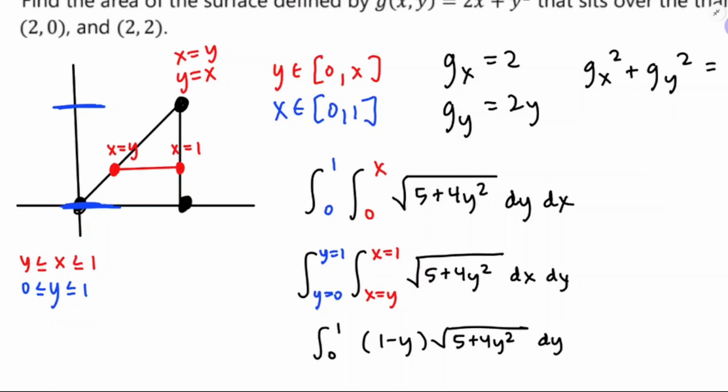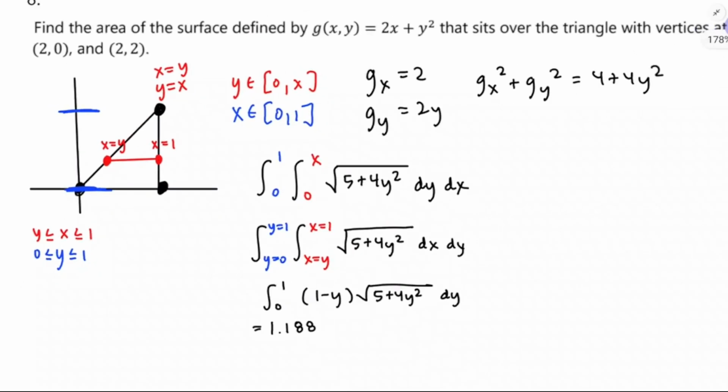Hope you'll forgive me for not showing you the steps of going to a calculator and typing this in. I'm just typing in the integral from 0 up to 1 of 1 minus y times the square root of 5 plus 4y squared dy, and I'm getting 1.188. Okay, and there you go.